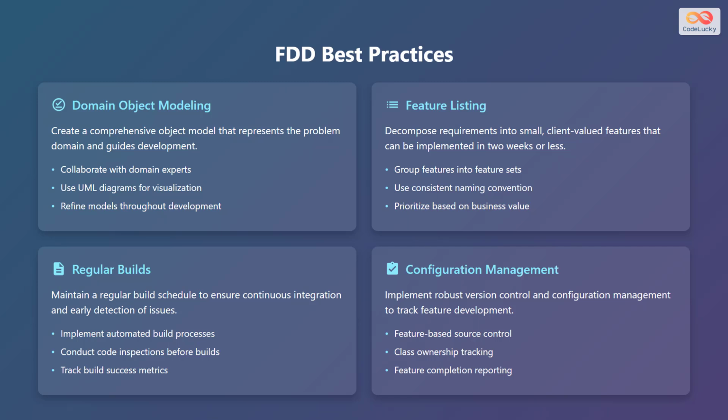Maintain a regular build schedule to ensure continuous integration and early detection of issues. Implement automated build processes, conduct code inspections before builds, and track build success metrics. Fourth, configuration management. Implement robust version control and configuration management to track feature development. Use feature-based source control, track class ownership, and create feature completion reports.